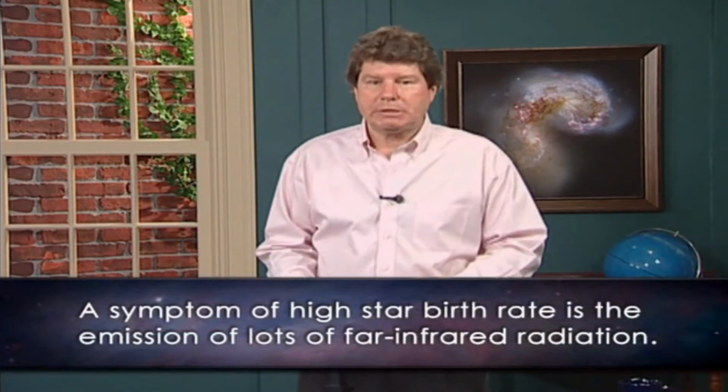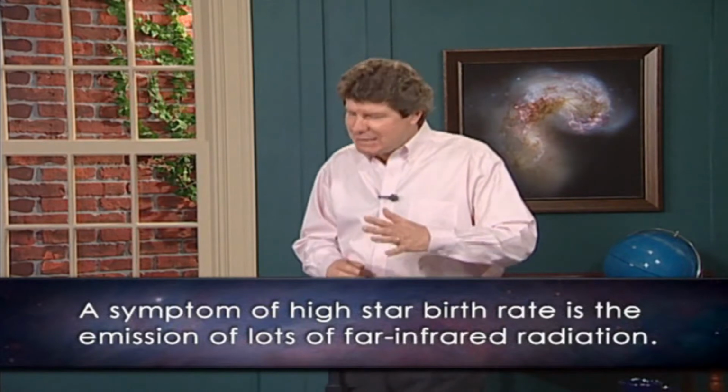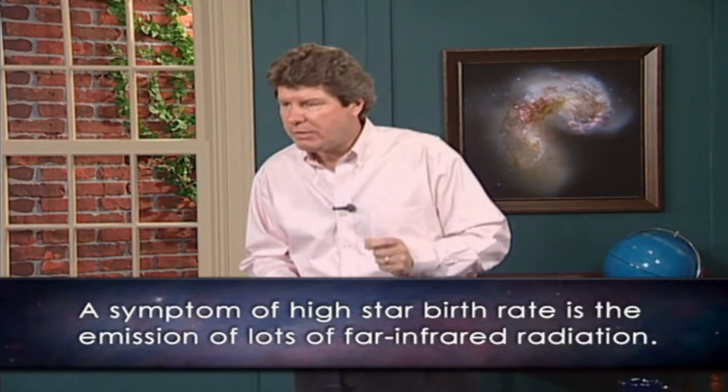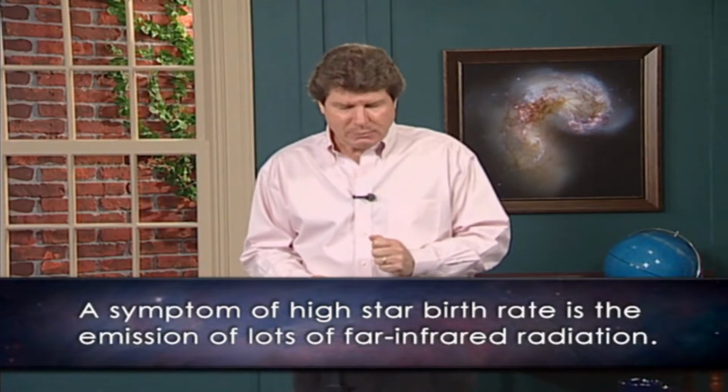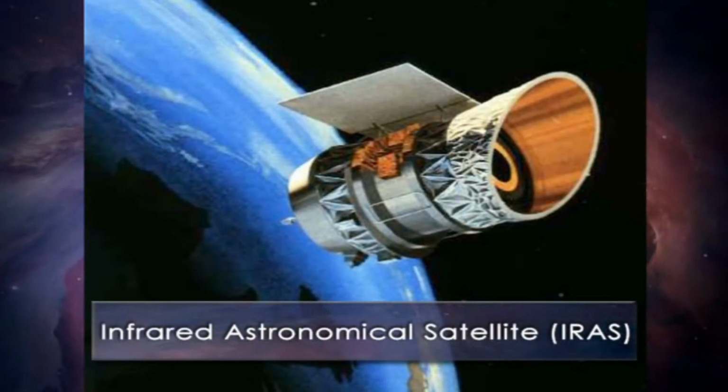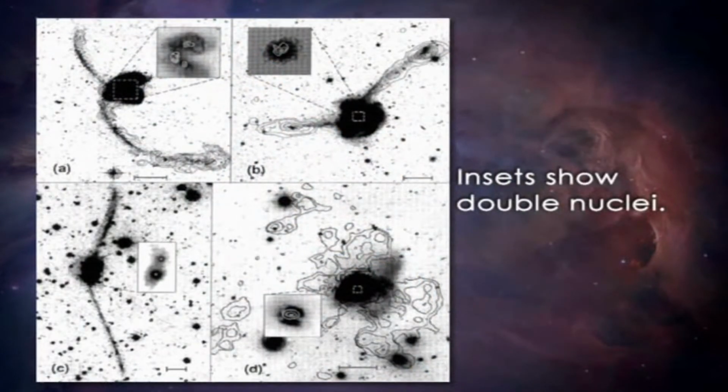Now, observationally, the link between galaxy interactions and collisions and high star birth rates is very obvious indeed. For reasons I don't have time for, a classic symptom of high star birth rate is the emission of lots of far infrared radiation. The first satellite telescope sensitive to this type of radiation was launched in the 1980s, and almost immediately it became apparent that galaxies that shone brightly in the far infrared, like these four here, were also in the throes of an interaction or a merger.